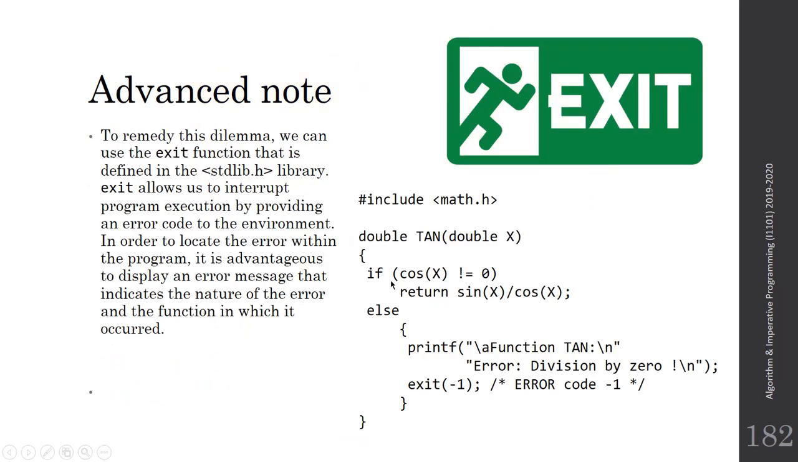So we have a double here. Whenever its cosine is different than 0, I will calculate the tangent. However, if it's not, I will do the printf and then I will end the code. It's not just returning a value. So okay, I will not return any value, because the program will not continue. I will just exit. It's a function in the header file stdlib, and it takes an error code. So usually it's equal to -1. Whenever we encounter exit -1, the program terminates here.